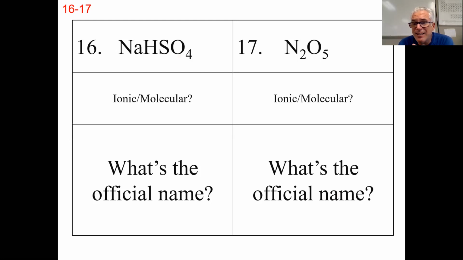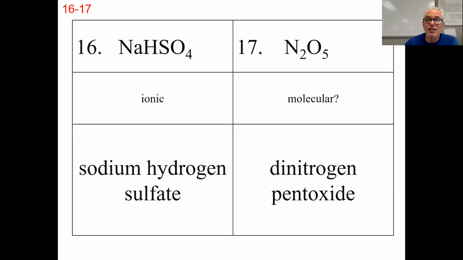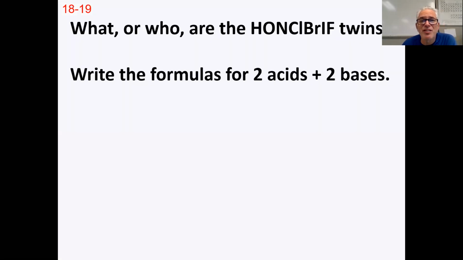Number 17, if your first letter is N, that's not a metal. It's a non-metal. That means this is a molecular compound, and we follow the prefix naming rules. If your first name's a multiple, you got to use a prefix. So this is going to be called dinitrogen, and then 5 oxygens, dinitrogen pentoxide. Of course, it's molecular. Sodium hydrogen sulfate, which is ionic, number 16, and then dinitrogen pentoxide, which is molecular. Oh, it's got a question mark. Molecular question mark? Yes. That's a random question mark in there.